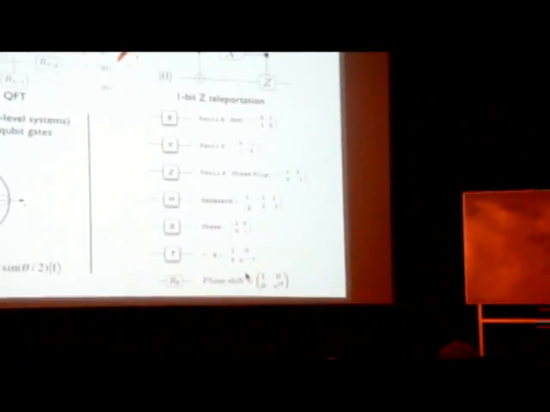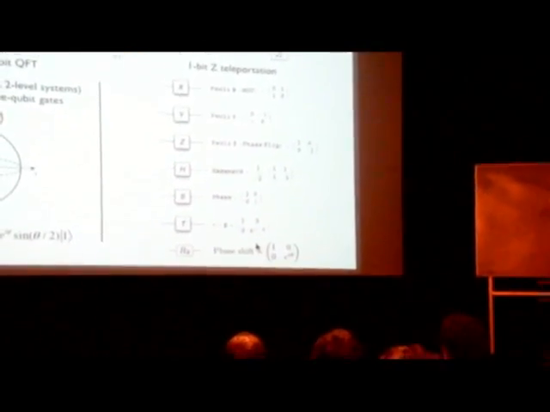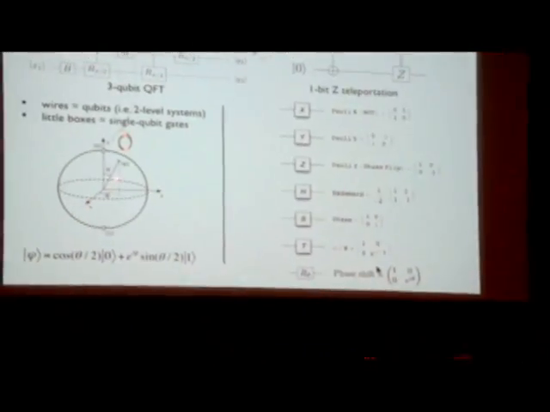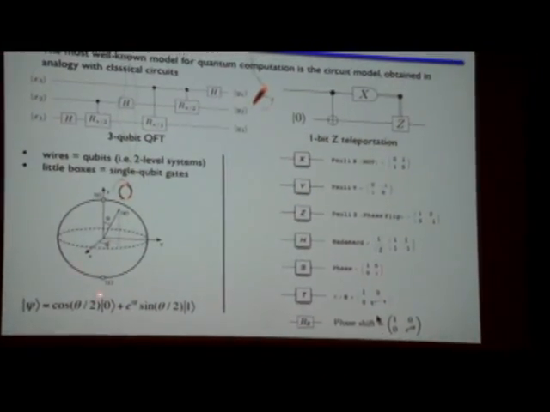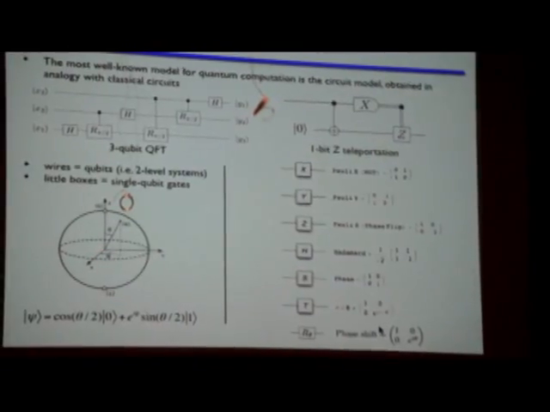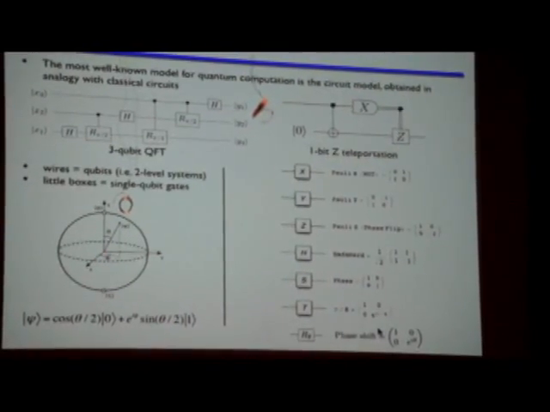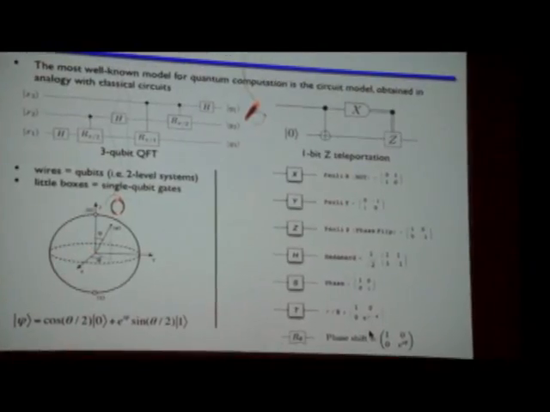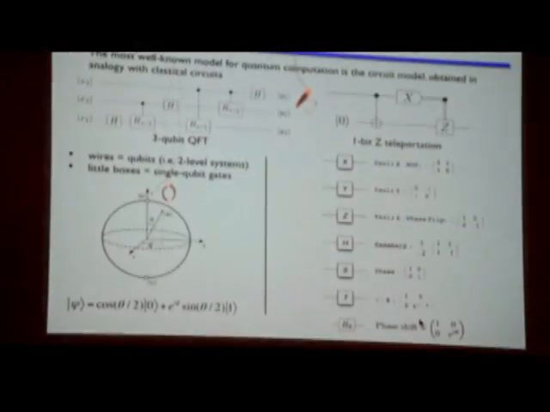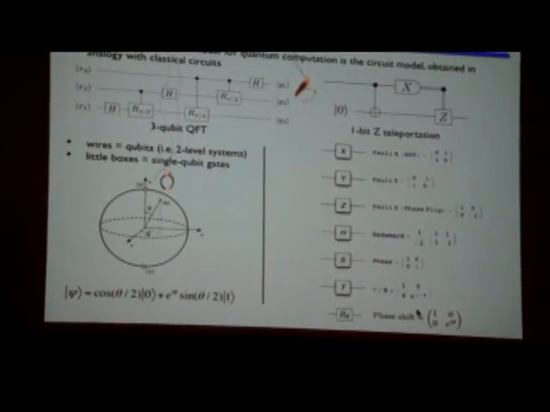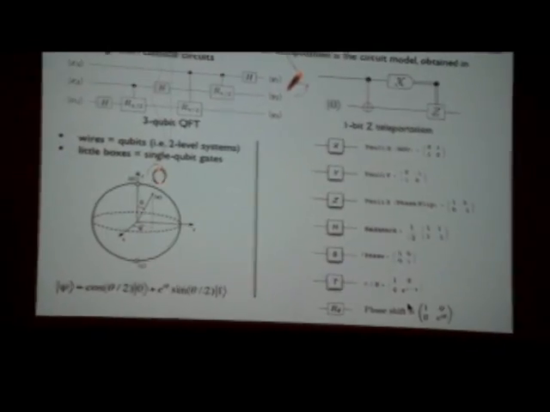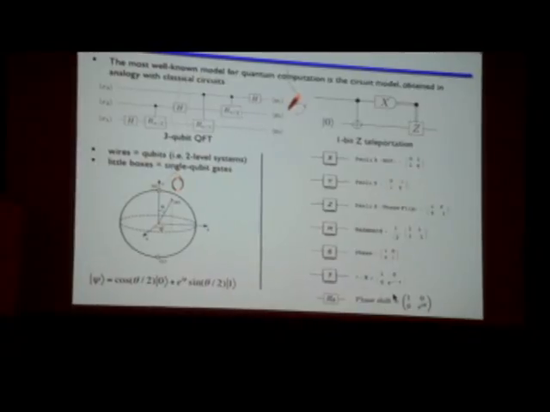The Hadamard is very interesting because we know it takes 0 to 0 plus 1. So it brings the state from here to here, the eigenstate of x. And it takes 1 to the other state there. There are many rotations that can do that, but the Hadamard is a rotation around an axis between z and x, by pi. This is what the Hadamard does. You can choose any axis and any angle to do these transformations.